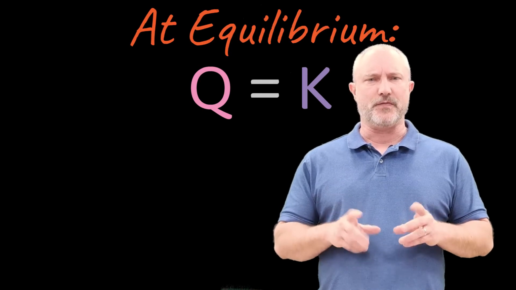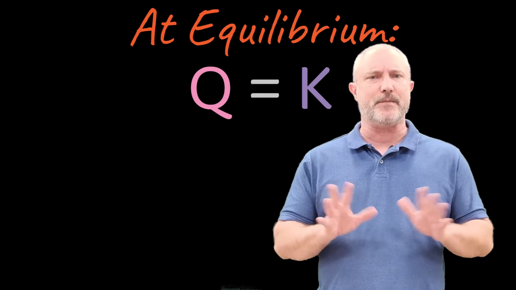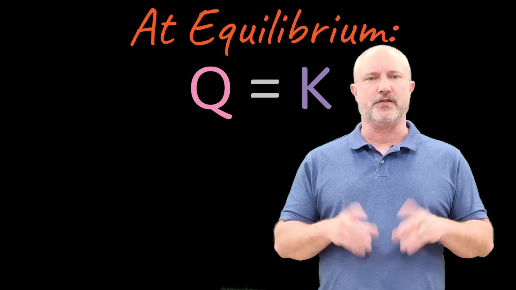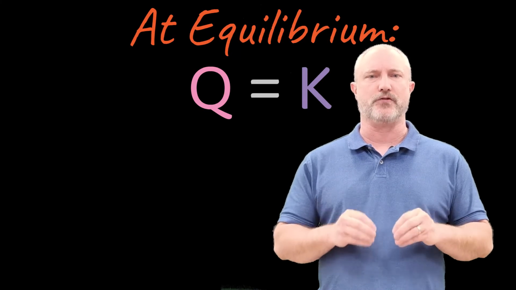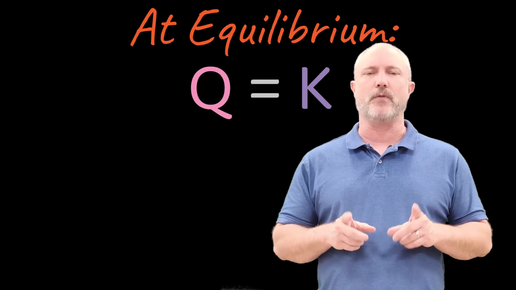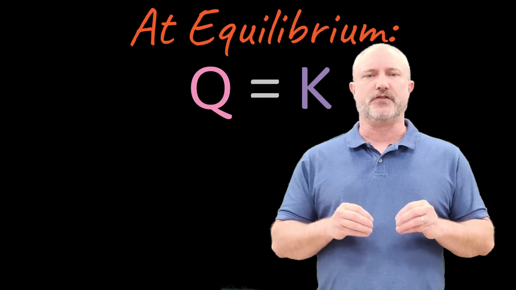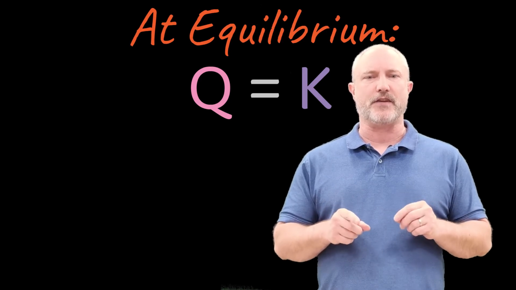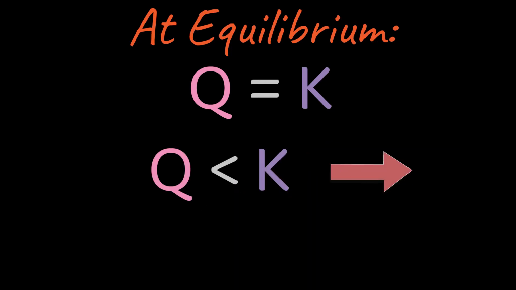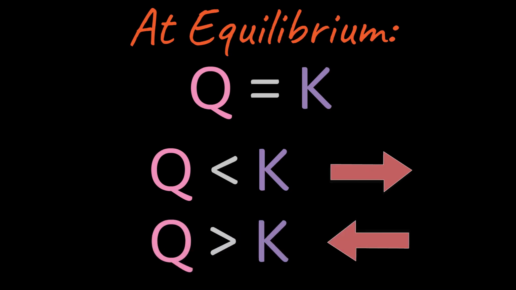It is important to note that K and Q don't tell us anything about how fast a reaction will reach equilibrium. They only relate the concentrations of reactants and products as they approach equilibrium. K and Q are also unitless because they are a ratio. This also suggests that we can tell the direction of a reaction based on the relationship between K and Q. If K is larger than Q, then the reaction will proceed in the forward direction. If K is less than Q, the reaction will proceed in the reverse direction.